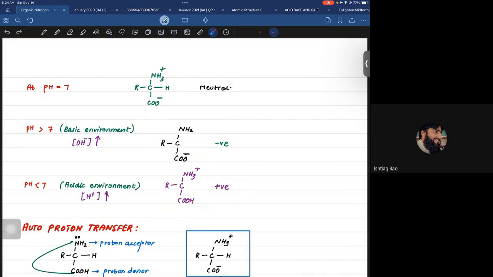So it depends on the pH. If the pH is 7, it's neutral, it exists in the form of Zwitter ion.